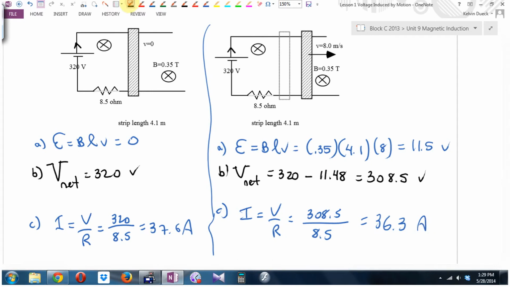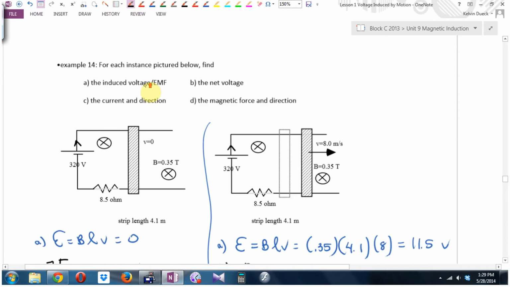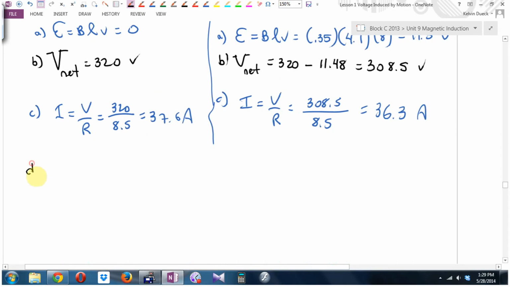What's the last thing it wanted me to find? Net force? Magnetic force. So not net force, but the magnetic force. What is the force from a magnet on a wire? It's on your magnetic forces test. This is one you need to know already. It's BIL. What did we say the magnetic field was? 0.35.